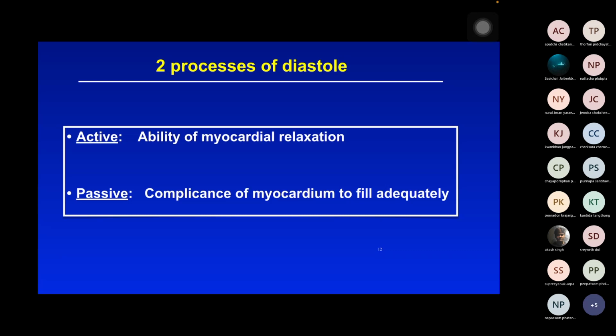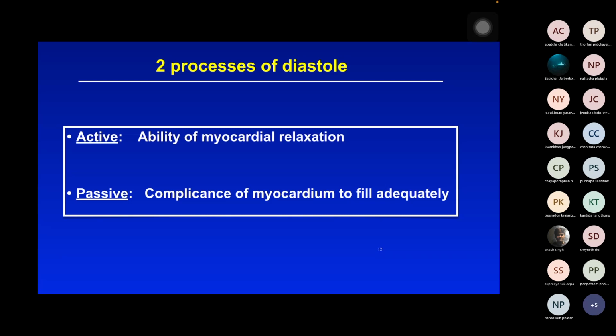About the passive process, there is no need for ATP or any energy. It's the compliance of the myocardium to fill adequately. The diastolic function, or the compliance of the myocardium, depends on many factors.